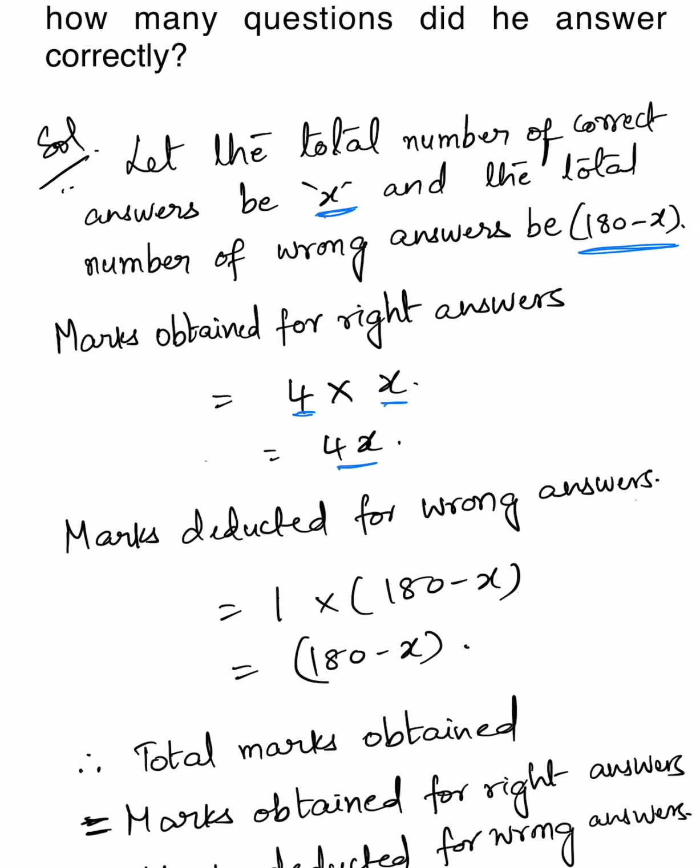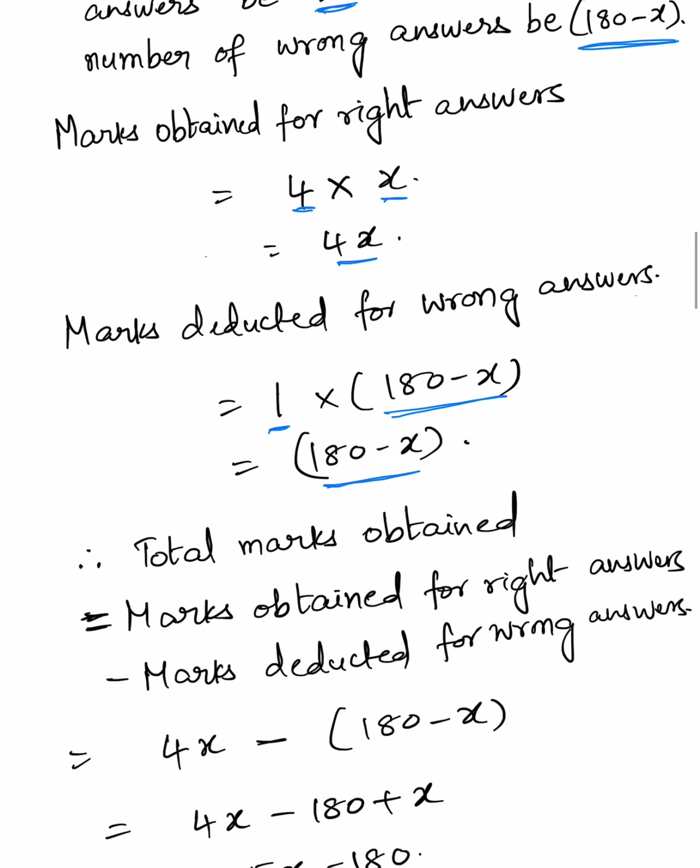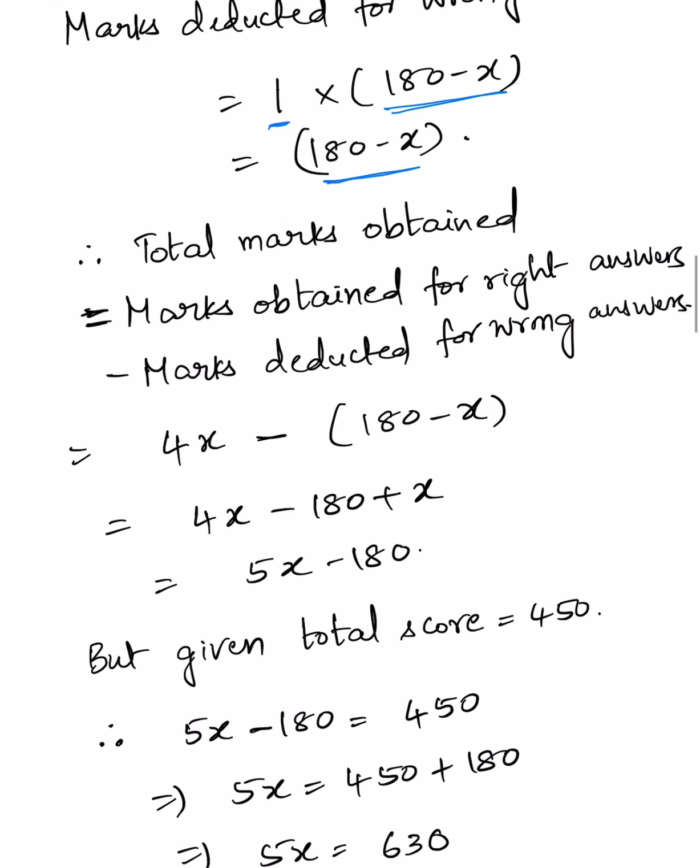4x, and then marks deducted for wrong answers. 1 mark is deducted for each wrong answer and there are 180 minus x wrong answers. Therefore, 1 into (180 minus x) will be 180 minus x. Therefore, total marks obtained will be marks obtained for right answers minus marks deducted for wrong answers. That is 4x minus (180 minus x). If we simplify this, 4x minus 180 plus x. That is 4x plus x is 5x minus 180.